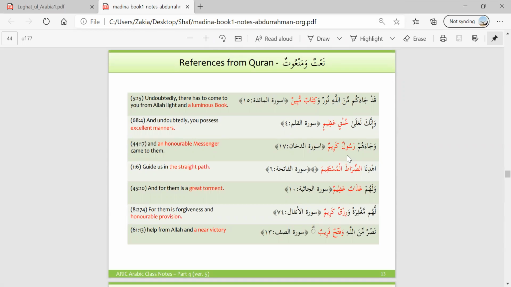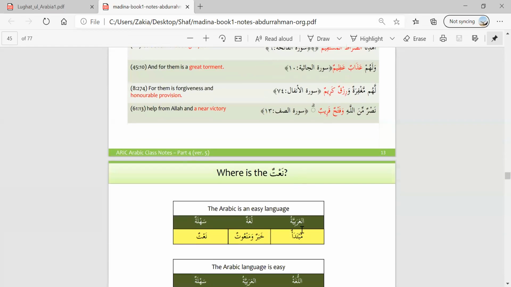Okay, and because here we have the preposition, you have here الصراط المستقيم, so the straight path, and then here is a great عذاب عظيم, a great torment. رزق كريم, so honorable provision, a near victory, وفتح قريب. Okay, so you see that they are inshallah matching together.